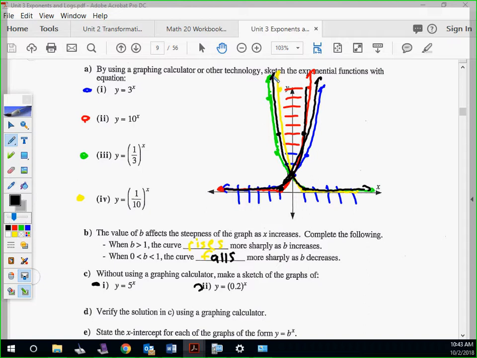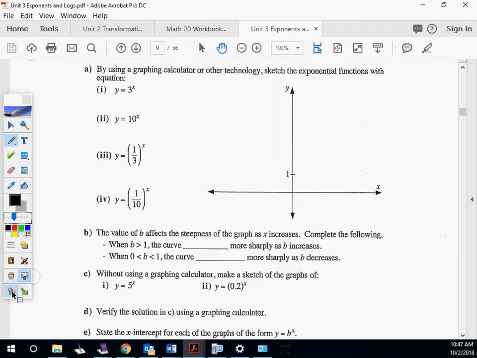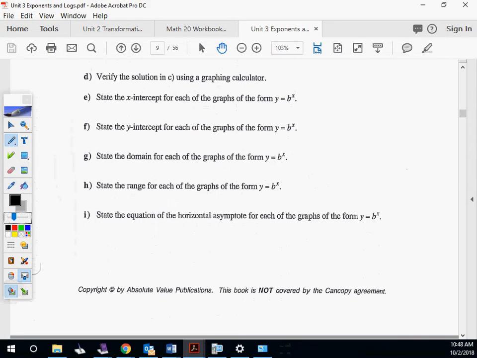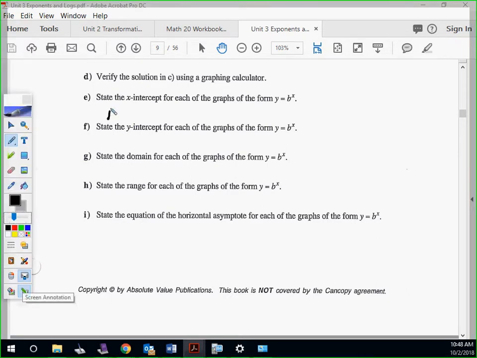All right, verify the solutions using your graphing calculator, so you can do that if you'd like. Just for sake of time, I'm not going to do that part. State the x-intercepts of each of the graphs. So there is no x-intercepts, right? Okay, so for E, just so they all have none. Okay, they all have 1 for the y-intercept.